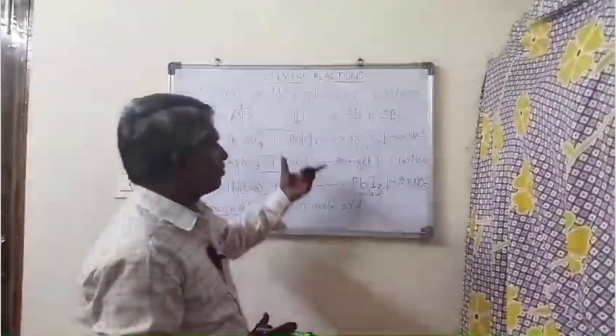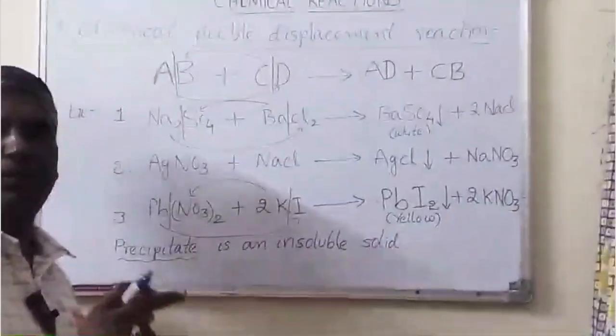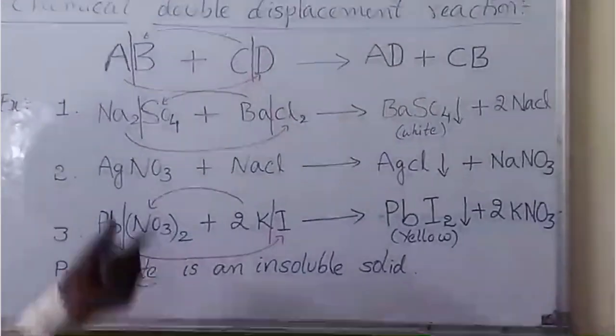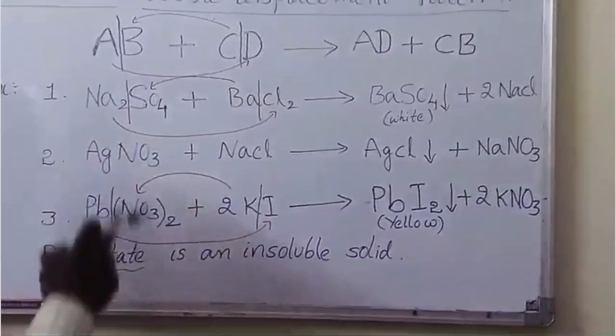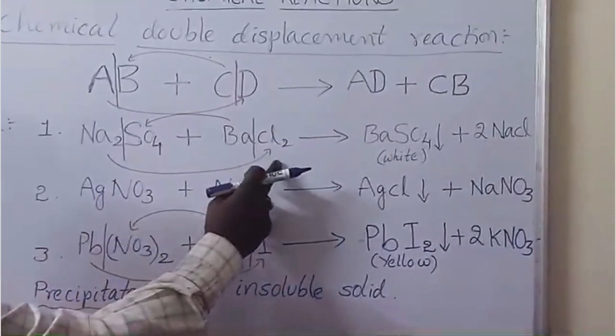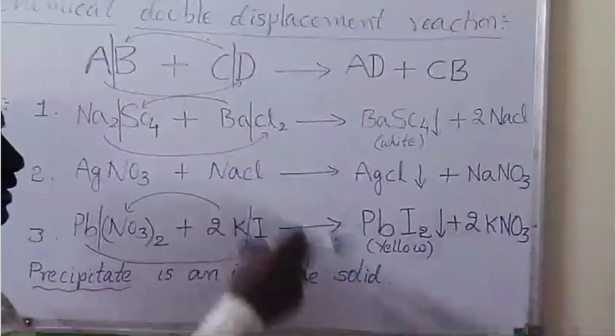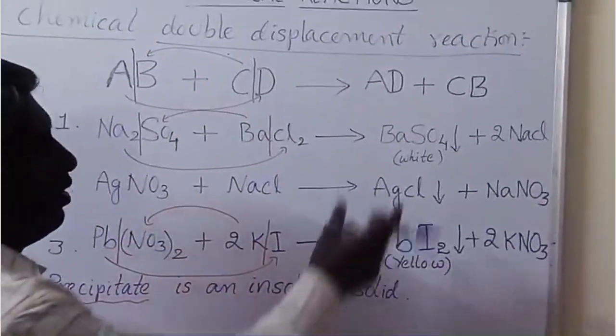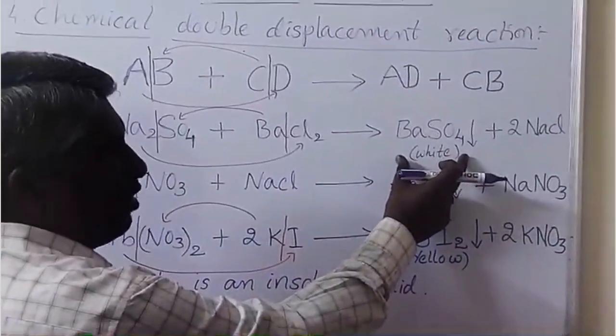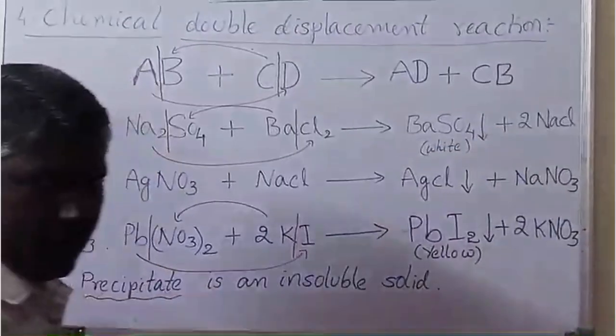Now we are discussing some general examples for double displacement reaction. Sodium sulfate plus barium chloride react in a double displacement reaction and form barium sulfate and sodium chloride.